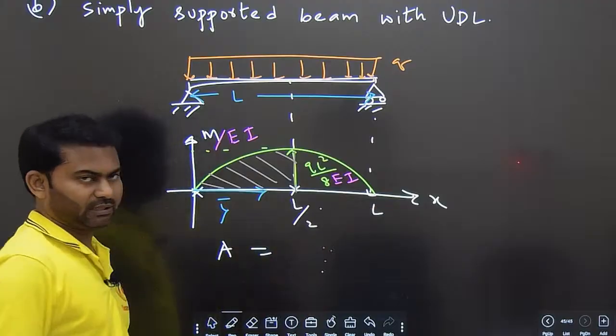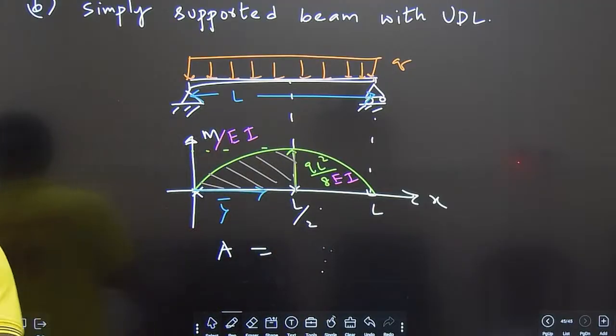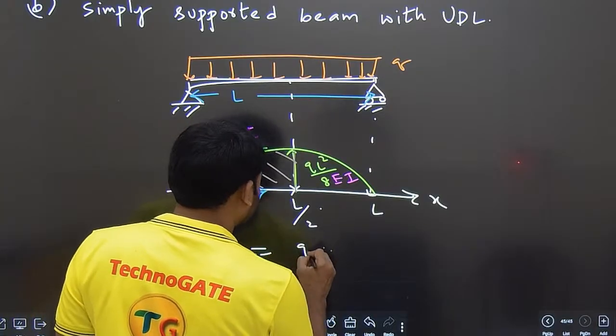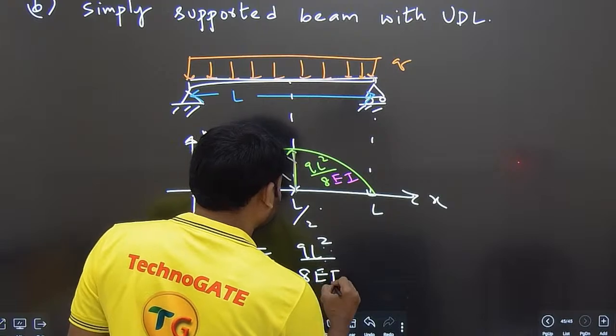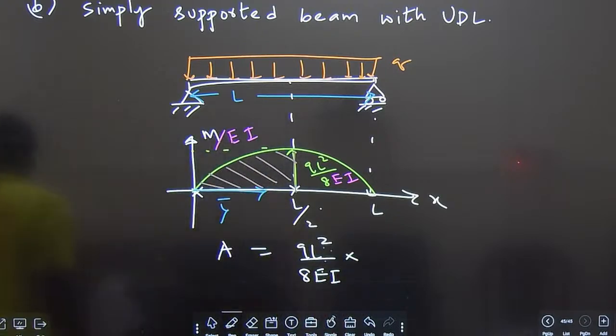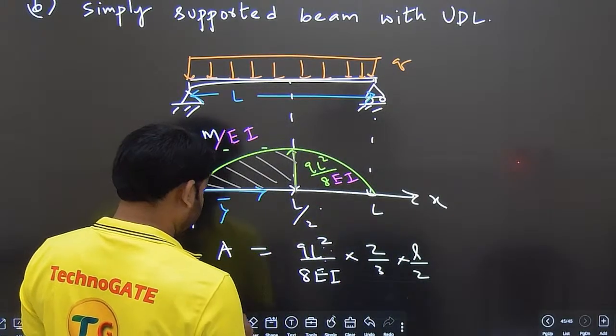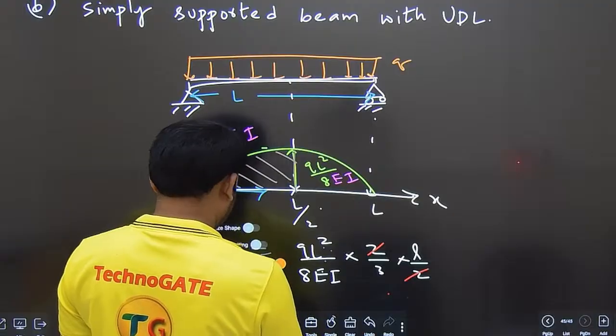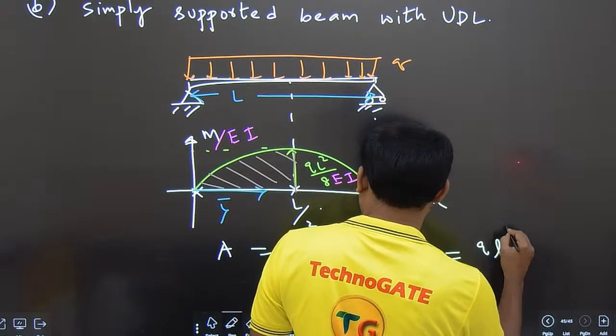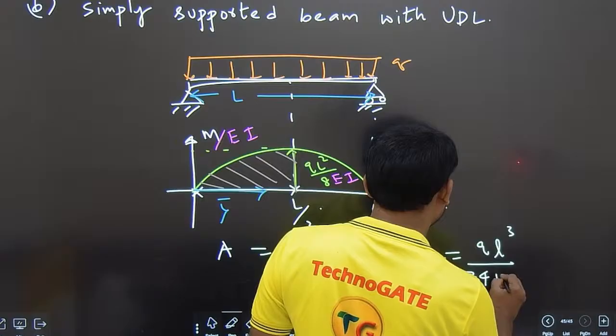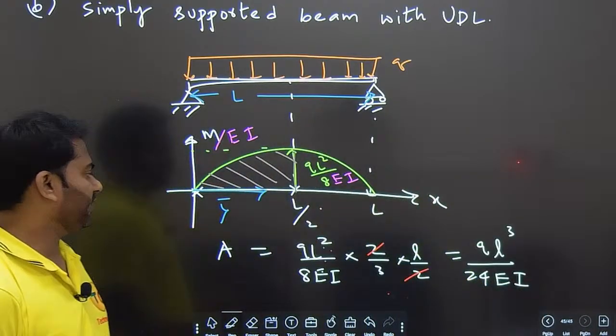The area of this particular parabola till this shaded part, the area of the diagram A to C, is equal to WL cube by 24. So basically it is WL square by 8 into 2 by 3 into L by 2. Or W means it's q, so qL square by 8 EI into 2 by 3 into L by 2. Simplifying this, we have this value as qL cube by 24 EI. So we got this value here. Total length is L. We are getting areas like this here.